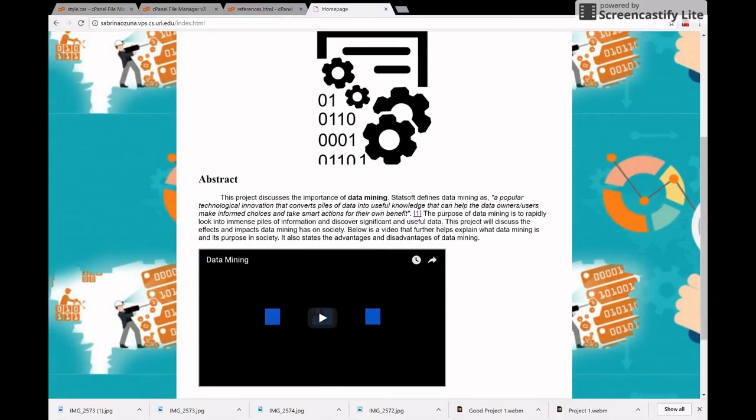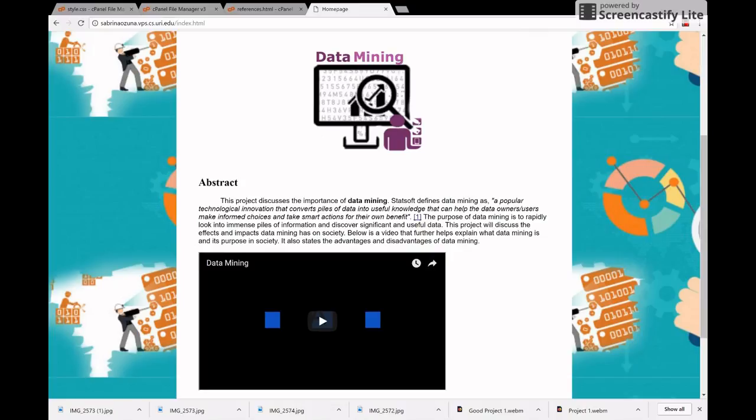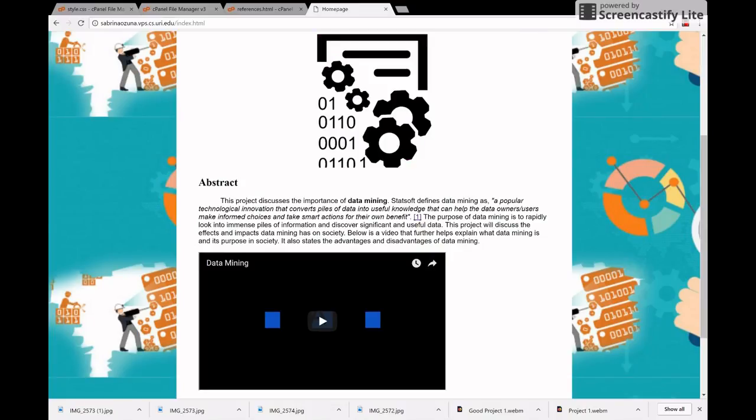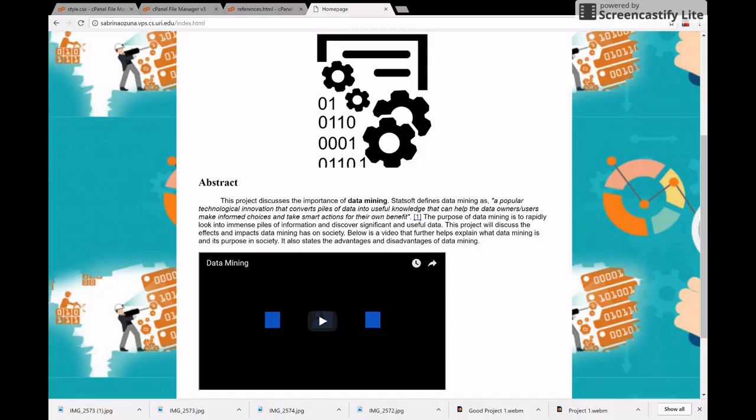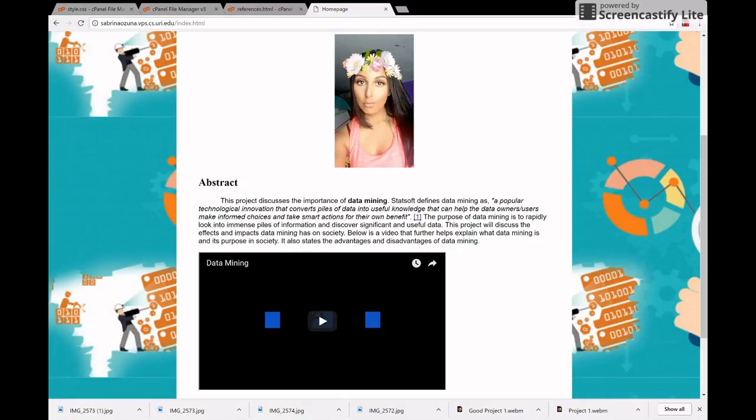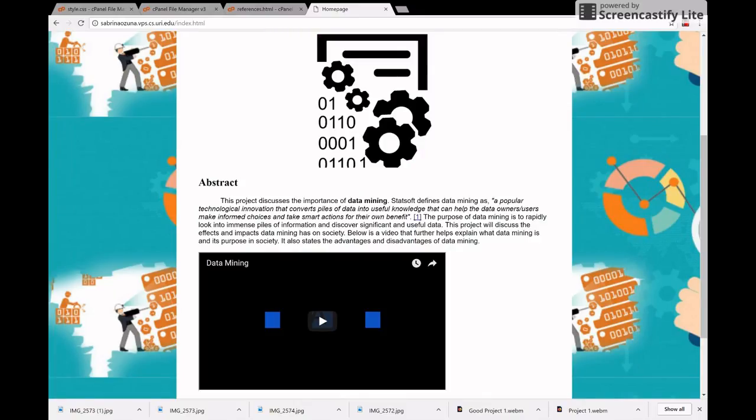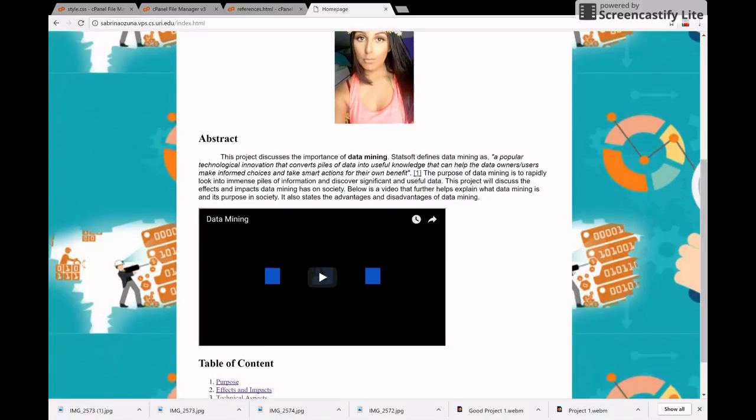This abstract page just gives a brief overview of what data mining is. The concept of data mining is growing in popularity. What we have is more and more data being generated. It's a computational process of discovering patterns in large data sets in order to generate new information.